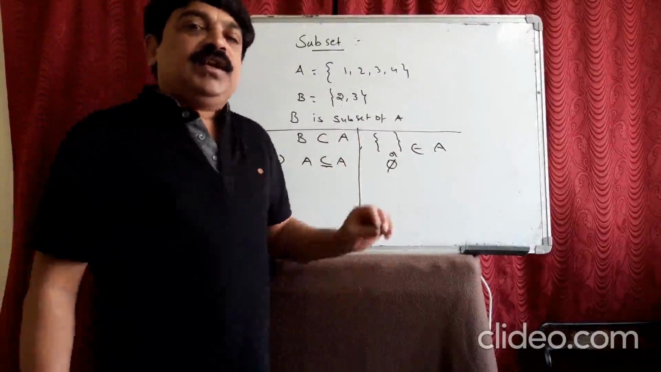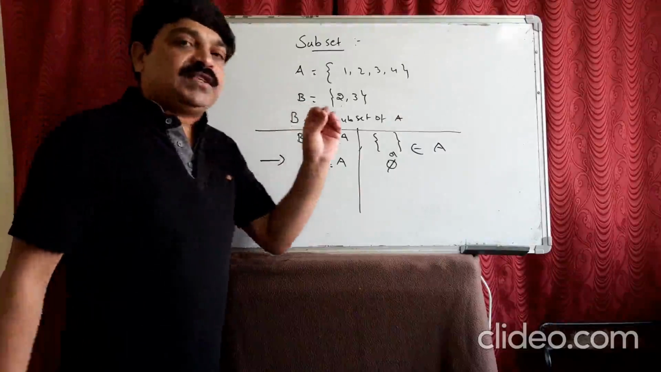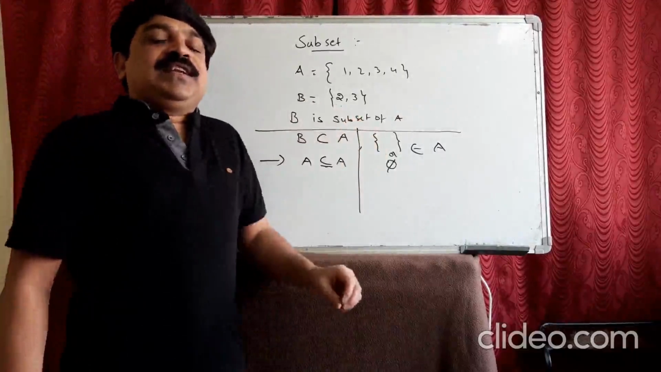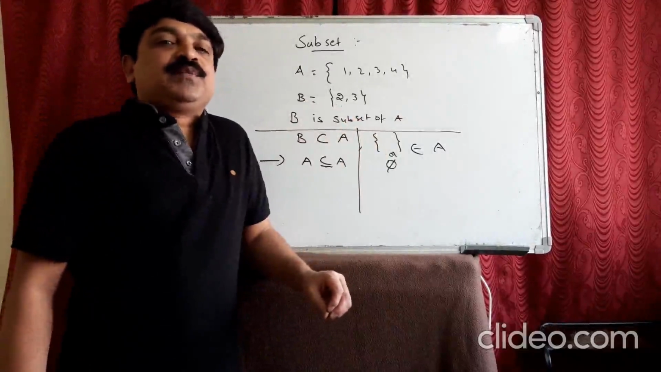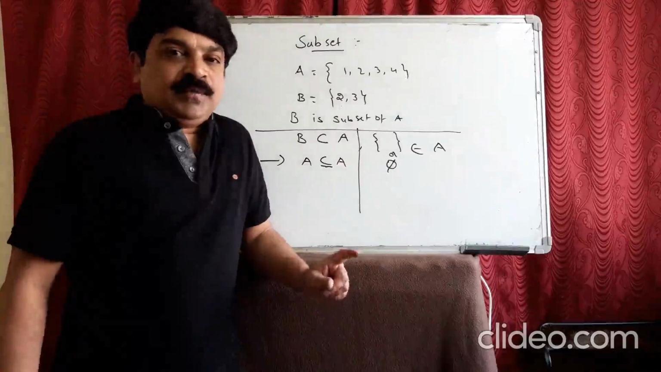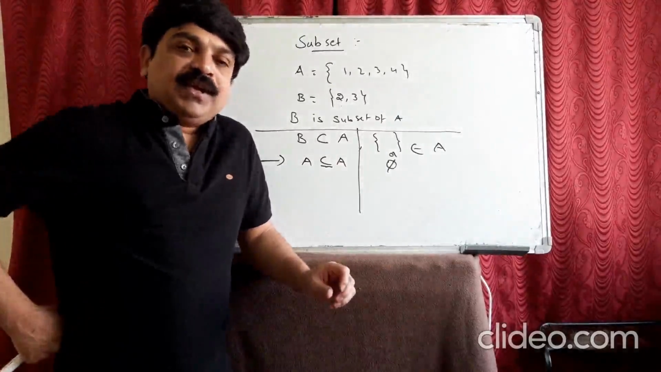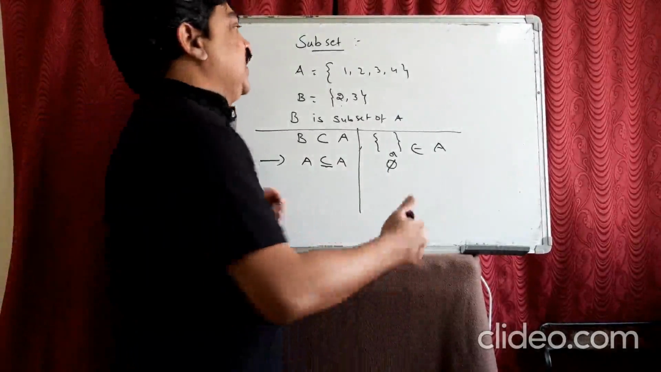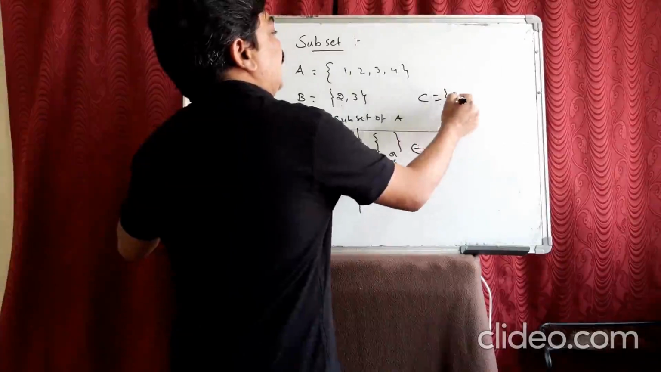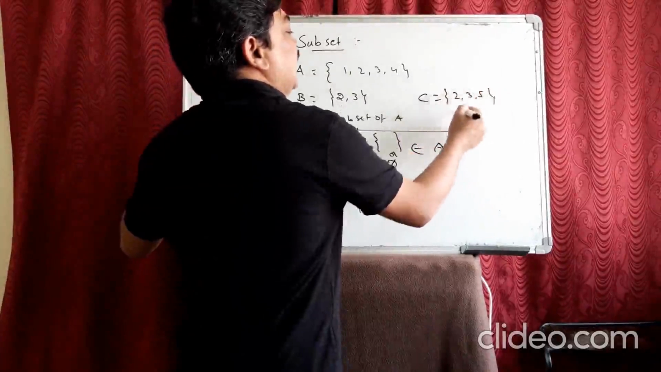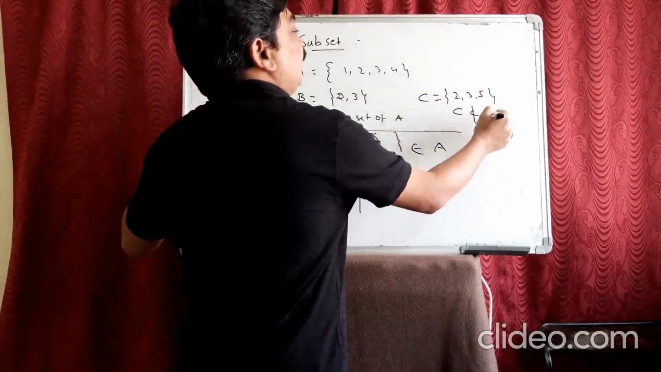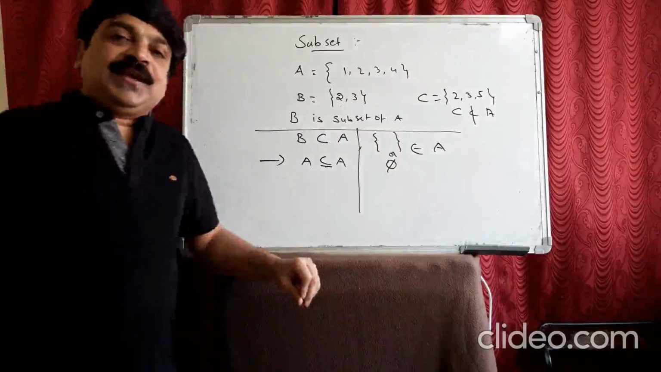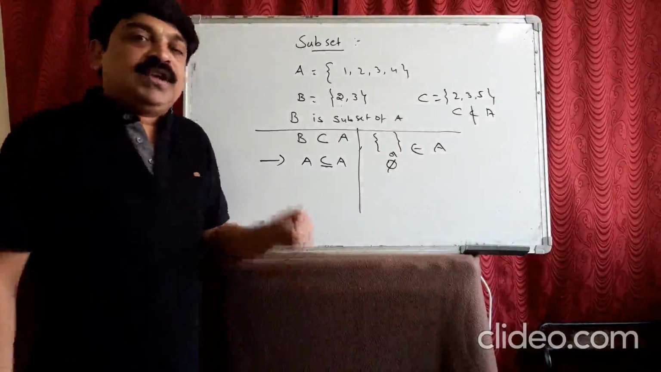If all the elements of set B are the elements of set A, then B is a subset of A. I repeat, if all the elements of set B are also the elements of set A, then B is a subset of A. Suppose I take C as {2, 3, 5}, then C is not a subset of A, because 2, 3 are in A, but 5 is not in A. Okay, understood the definition? Right.